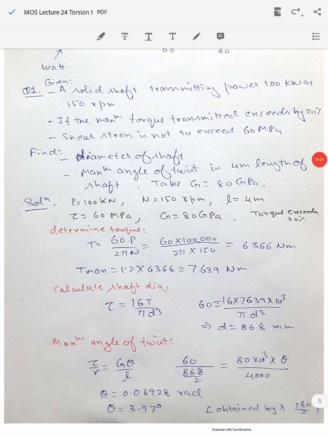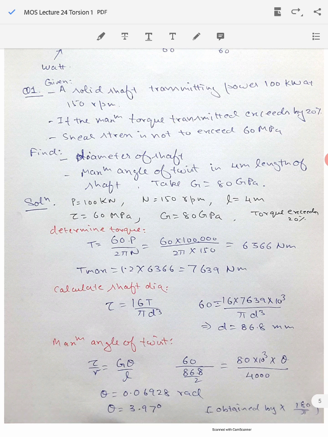Now let's look at this numerical and try to solve it using the things that we have learned. We are given a solid shaft which is transmitting power of 100 kilowatt at 150 rpm. So in this numerical you are given the power being transmitted with the help of the shaft, and its value is 100 kilowatt. That means 100 into 10 to the power 3 watt. The rpm of the shaft is given, so that means capital N value is 150 rpm.